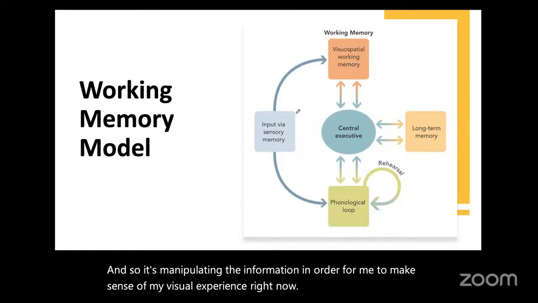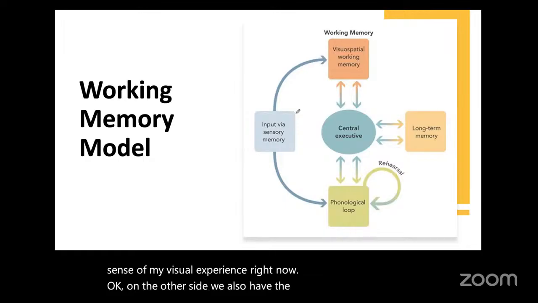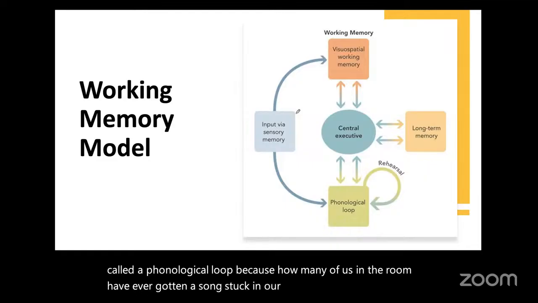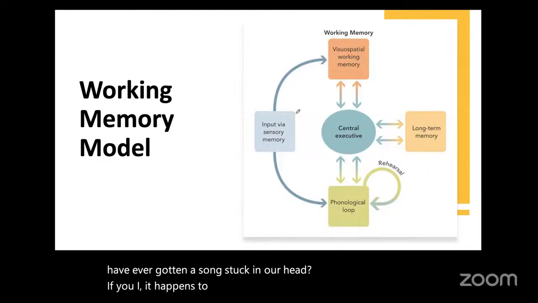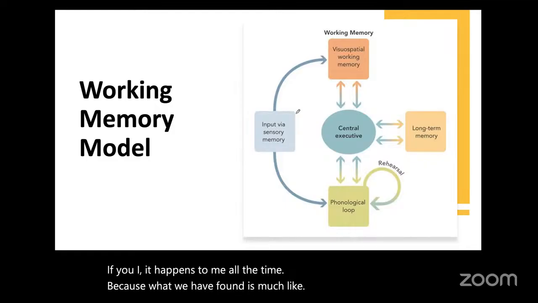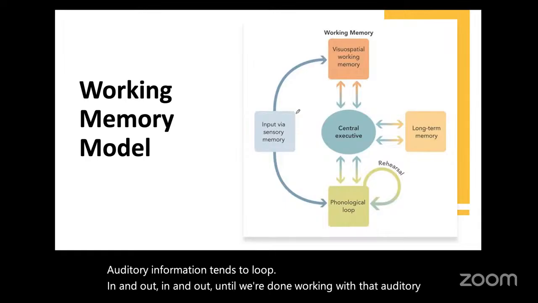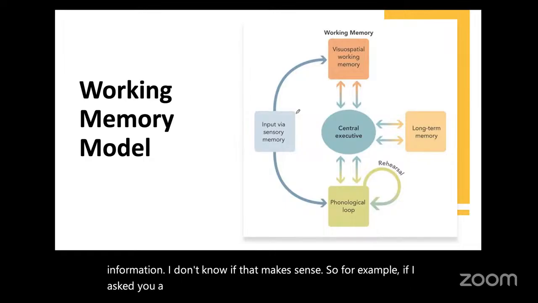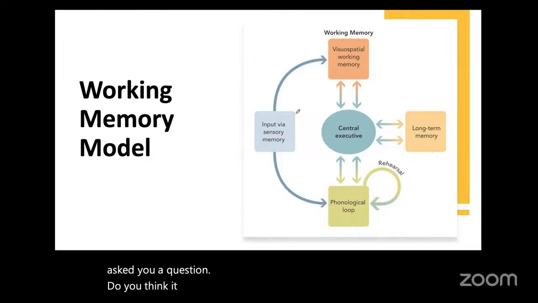Okay. On the other side, we also have the phonological loop. Okay. It's called a phonological loop because how many of us in the room have ever gotten a song stuck in our head? Okay. It happens to me all the time because what we have found is much like getting a song stuck in your head, auditory information tends to loop in and out until we're done working with that auditory information. I don't know if that makes sense. So, for example, if I asked you a question, do you think it will rain this weekend?